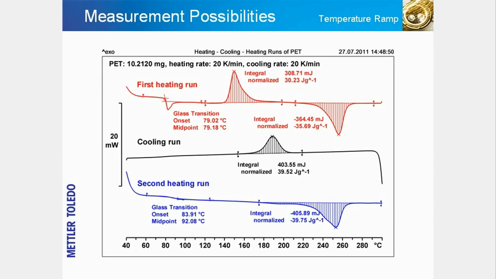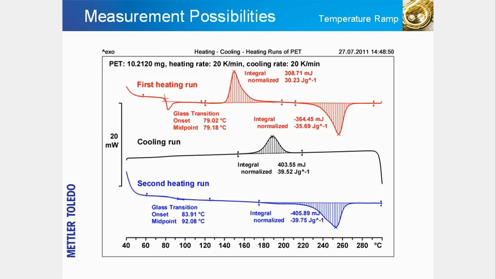The blue curve shows the second heating run. The glass transition is now no longer accompanied by the endothermic peak due to enthalpy relaxation. This effect is clearly visible in the first heating run and is related to physical aging of the material. Furthermore, there is no exothermic cold crystallization peak.